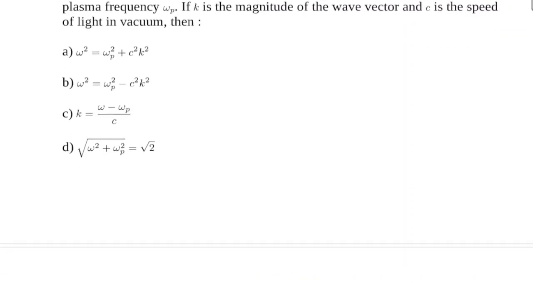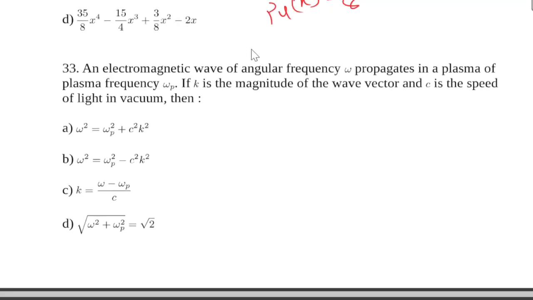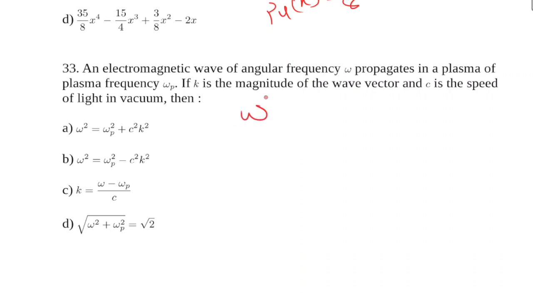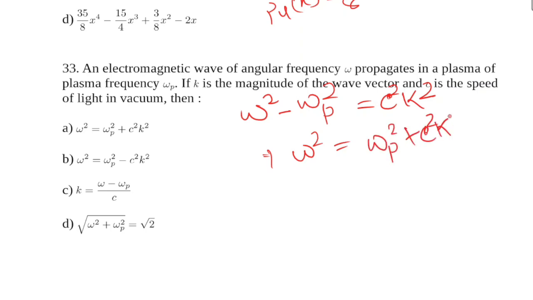Next, an electromagnetic wave of angular frequency omega propagates in a plasma of plasma frequency omega p. If k is the magnitude of the wave vector and c is the speed of light in vacuum, then this is, you should remember, omega square minus omega p square equals c square k square, or from here omega square will be omega p square plus c square k square. Okay, so your correct option is option A.